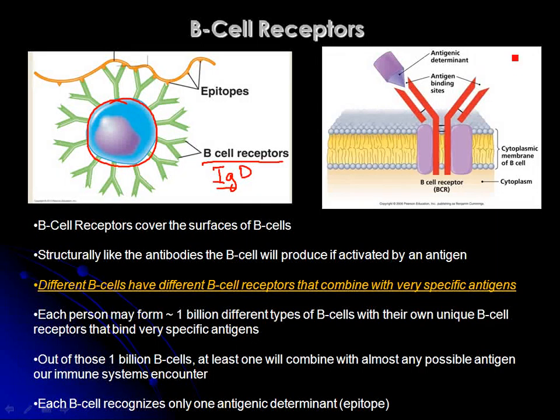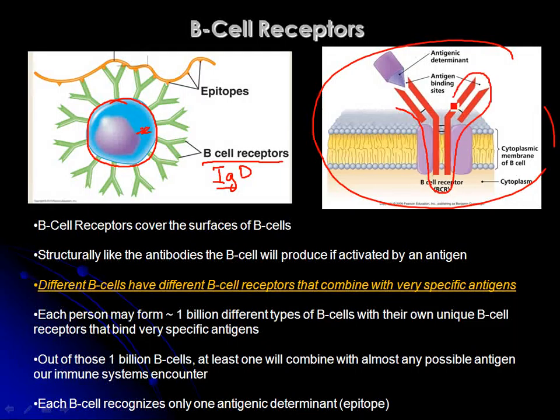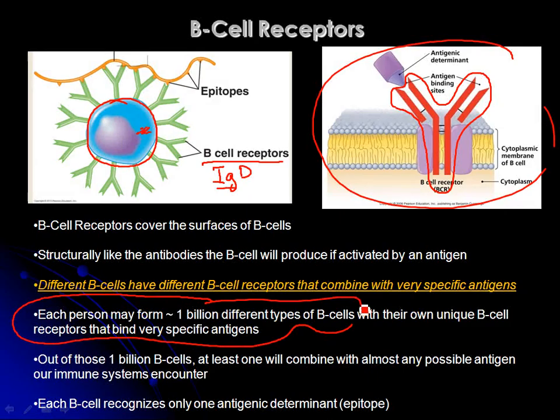Now, over here, this diagram is blowing up a little chunk of the membrane of a B cell and showing you just one individual B cell receptor embedded there within the surface. And you can see when you look at that, indeed, it looks just like a Y-shaped antibody molecule that is embedded there in the surface. So your immune system is capable of generating, in each person, at least 1 billion different types of B cells.